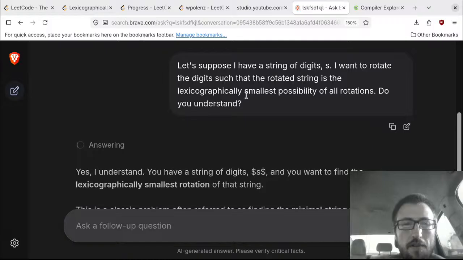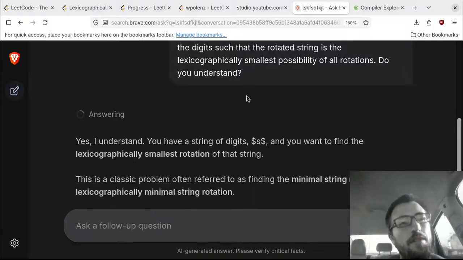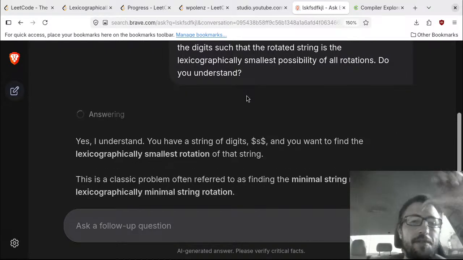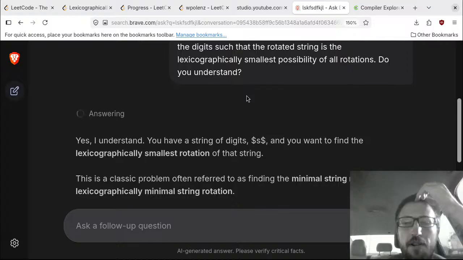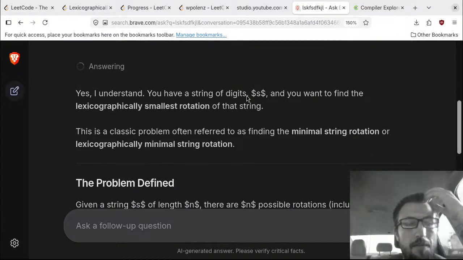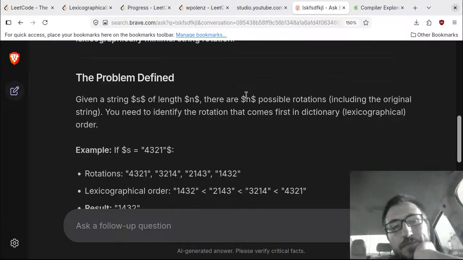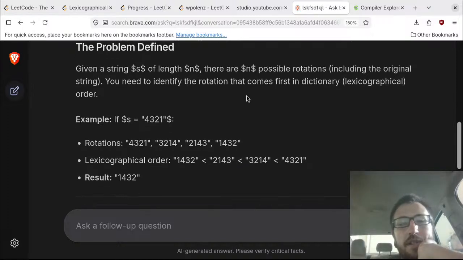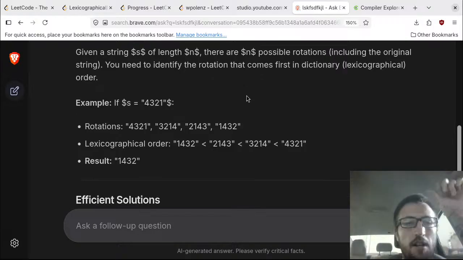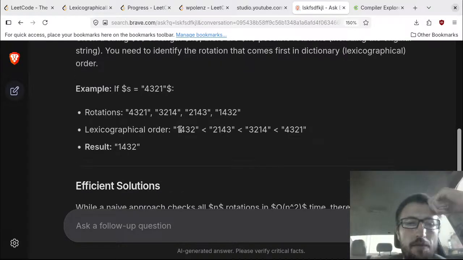Okay, string S, you want to find the lexicographically smallest rotation of that string. It's a classic problem often referred to as finding the minimal string rotation or lexicographically minimal string rotation. Problem defined. Yeah, I should know this, but I don't know. Okay, we'll just read. String S of length n, there are n possible rotations, including the original string. You need to identify the rotation that comes first in lexicographical dictionary order.